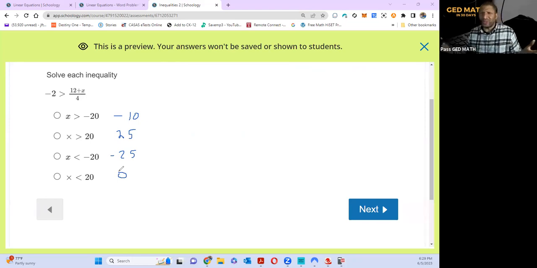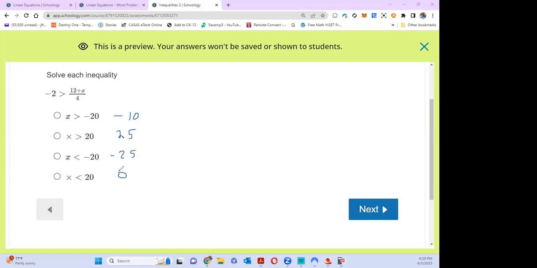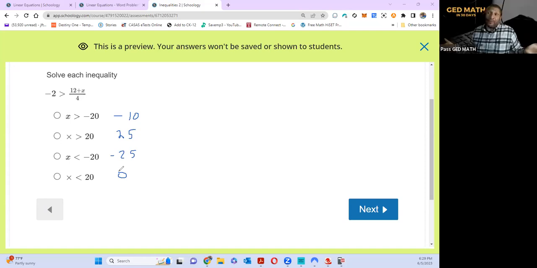Mr. Tinsley, where did you get these numbers from? Did you just pull these out of the air? No. Remember, inequality has more than one answer. So for any number greater than minus 20, I could pick any number. I could have picked minus 19, minus 18, minus 16. But I picked minus 10. But now I'm being divided by 4, right?